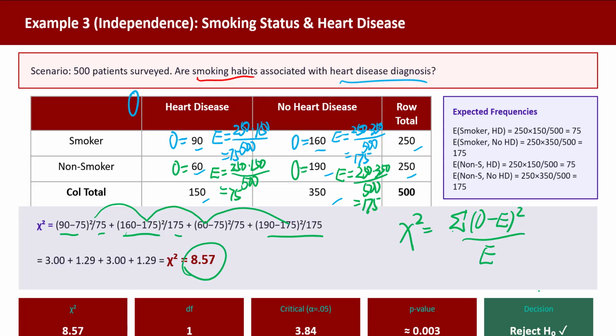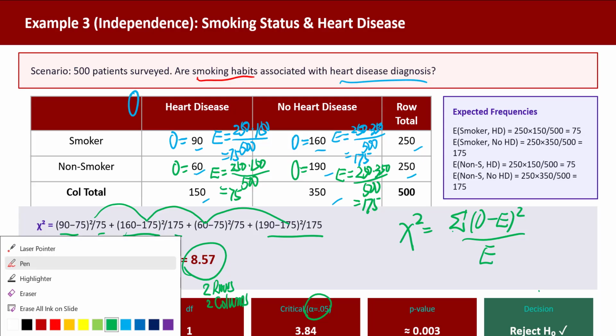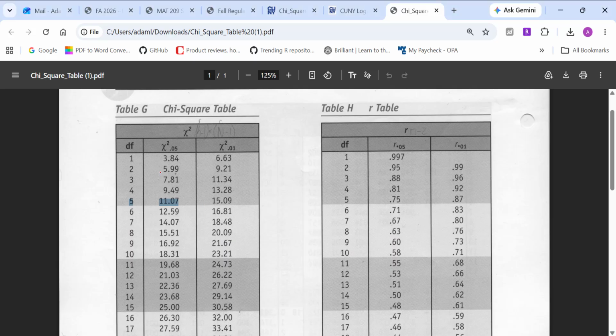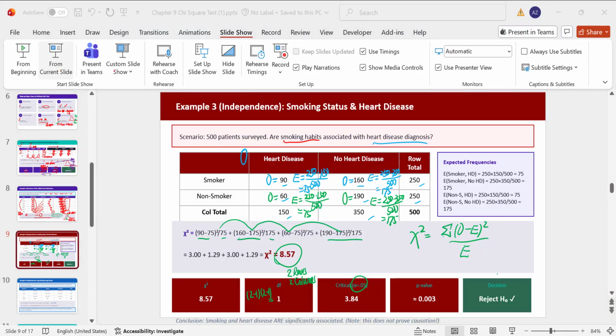And again, I have two rows, two columns. So the degree of freedom will be 2 minus 1 times 2 minus 1, 1 times 1 is 1. And alpha is 0.05. From here, we will look it up on the chi-square table. Degree of freedom 1, alpha 0.05, the critical chi-square value is 3.84. That's what we see from the PowerPoint, 3.84.